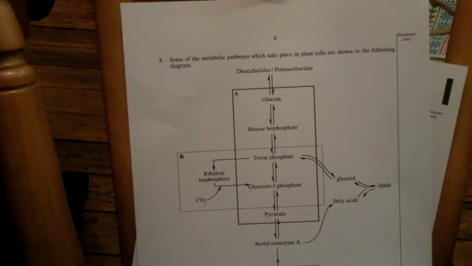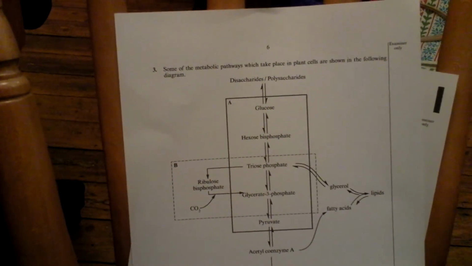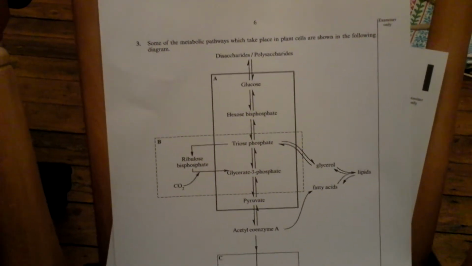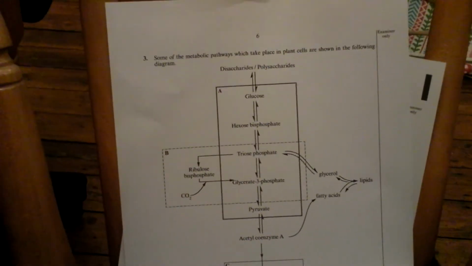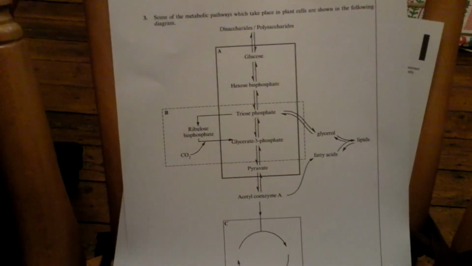Part B of the question, explain why photosynthesis is essential for the survival of animals on this planet. You're trying to figure out what products plants make that animals use. So what products do plants make that animals use? And just use your photosynthesis equation to figure that out.